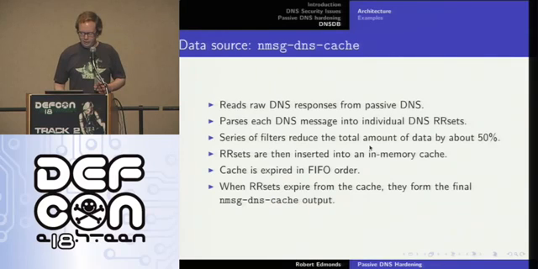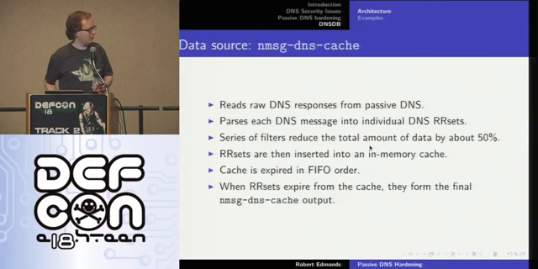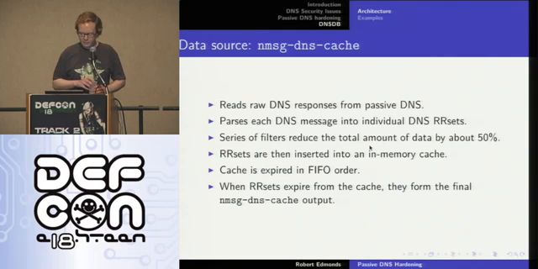So we have in-message DNS cache, which parses. I'm going to quickly go through what it does, and then we'll get into the demo as soon as possible. It's a standalone program that reads the raw passive DNS data and parses each DNS message into a stream of individual, what's called resource record sets, and then we apply a series of filters before inserting each RR set into an in-memory cache. And these filters eliminate roughly 50% of the data that we would otherwise have to store on the database.